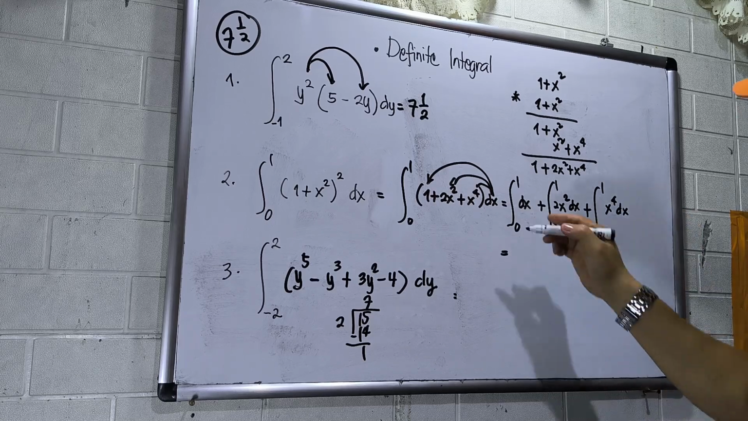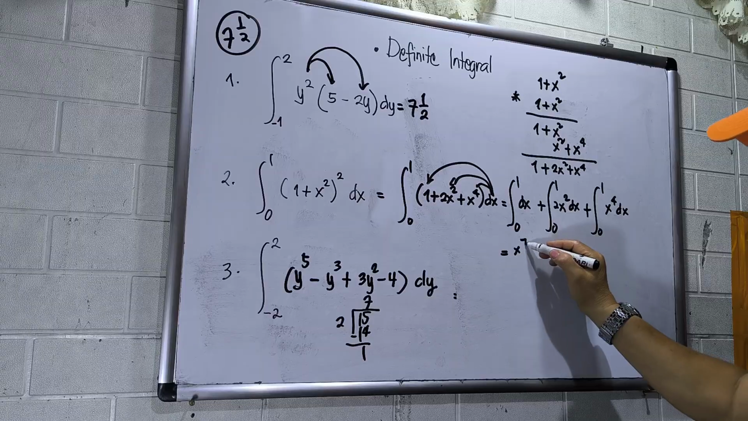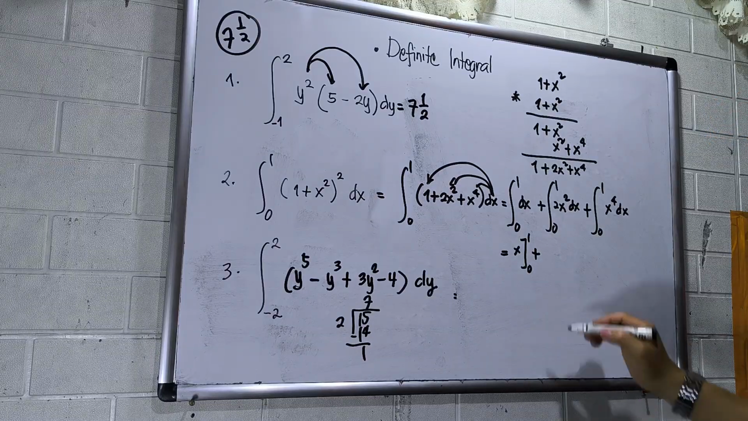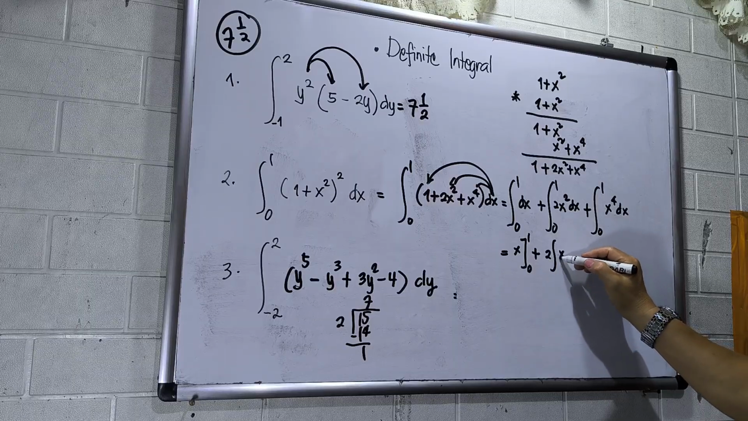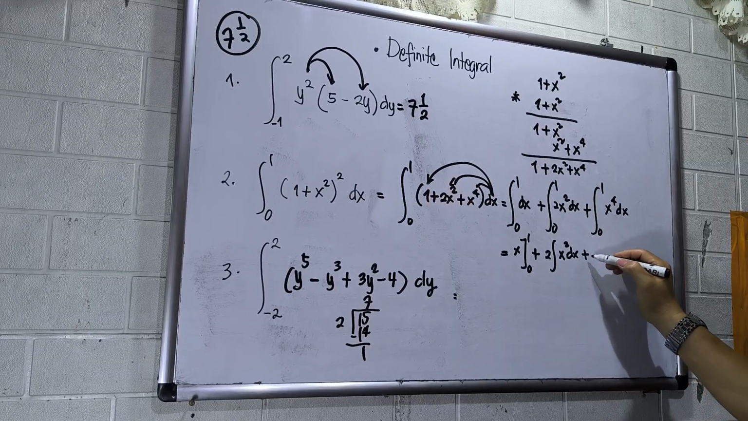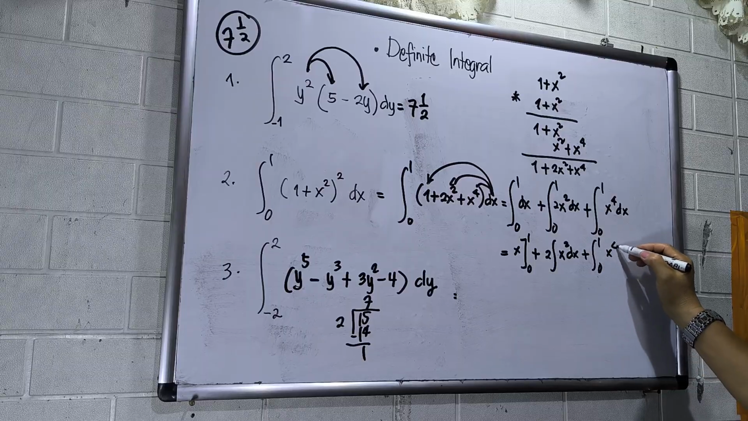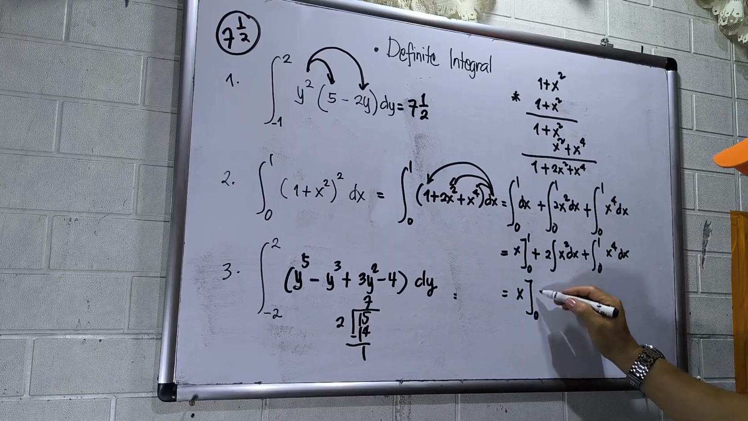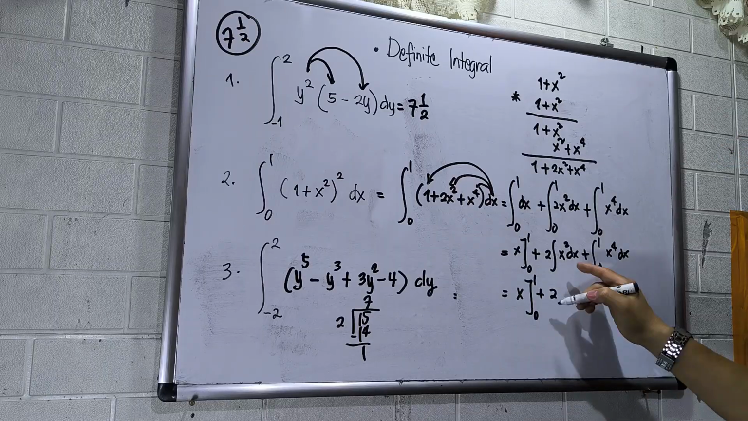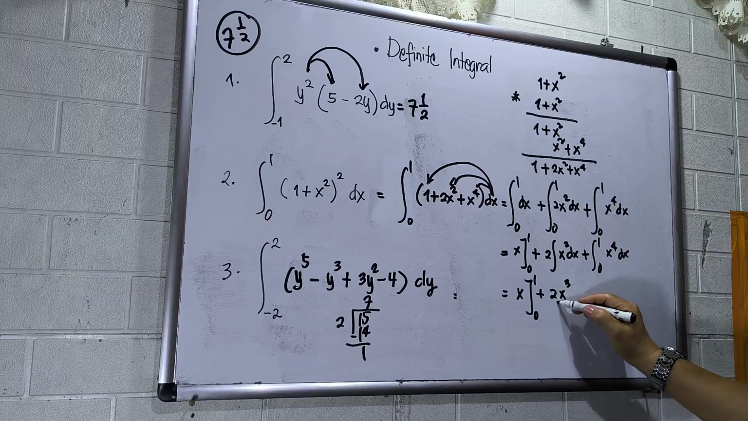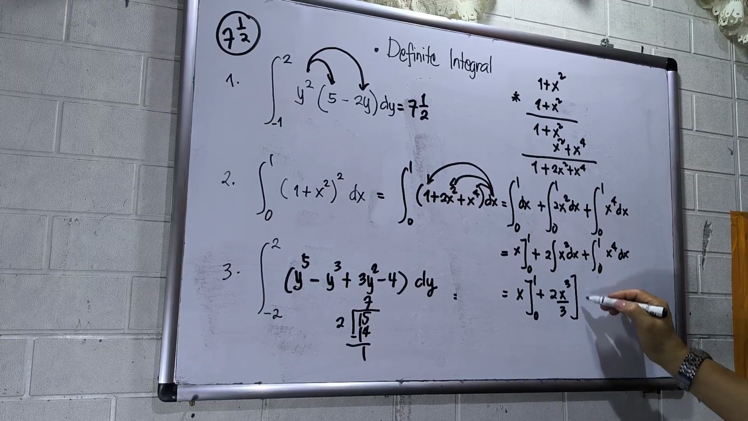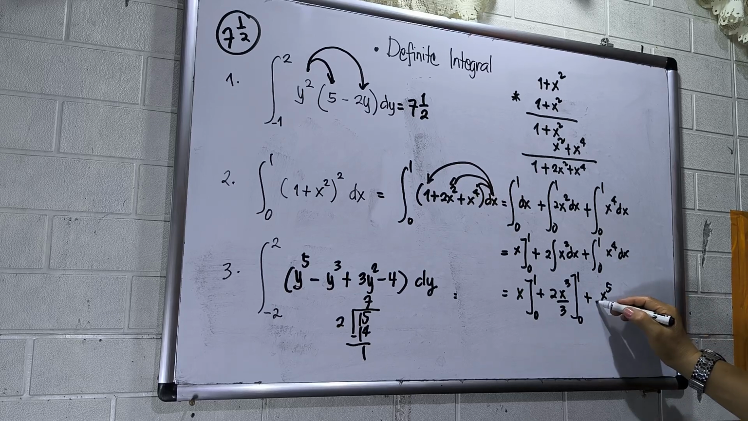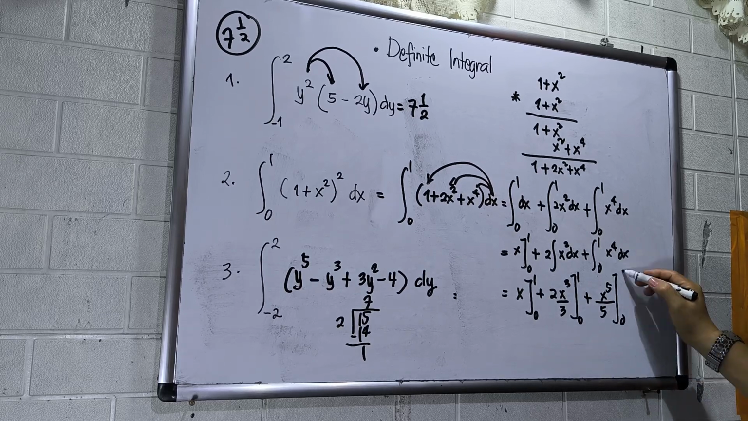Okay, so the integral of dx will be x, limits from 0 to 1. Then plus 2, which will be outside, times the integral of x squared dx, plus the integral from 0 to 1 of x to the 4th dx. So this will be x in limits from 0 to 1, then plus 2 times the integral of x squared, that will be x cubed over 3, limits from 0 to 1. Then the integral of x to the 4th will be x to the 5th over 5, limits from 0 to 1.